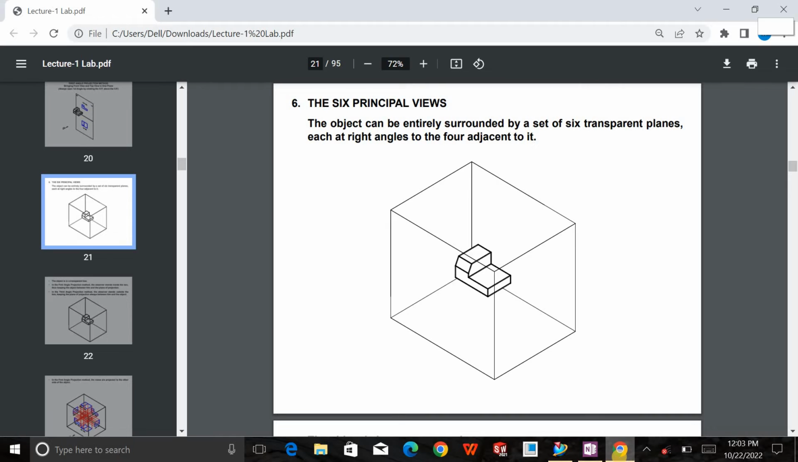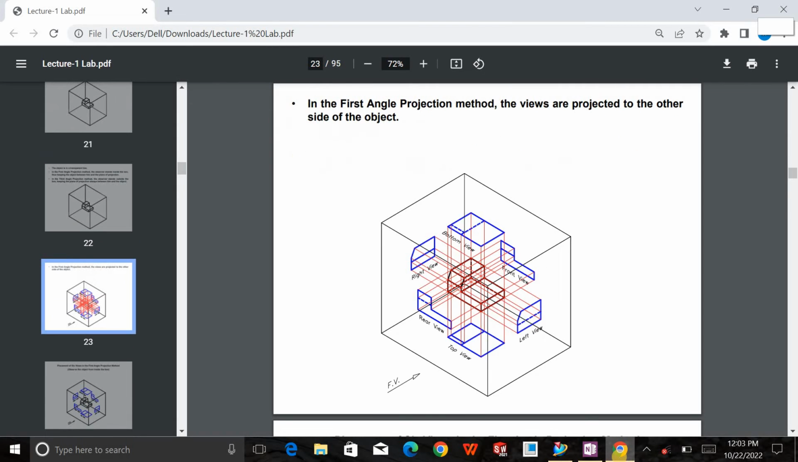So what is first angle projection? You must look at the object from the outside of the transparent block. Suppose you're looking at this object from the front view, right? You will see the front view of the entire object, but the projection will be made on the back side of the transparent block.